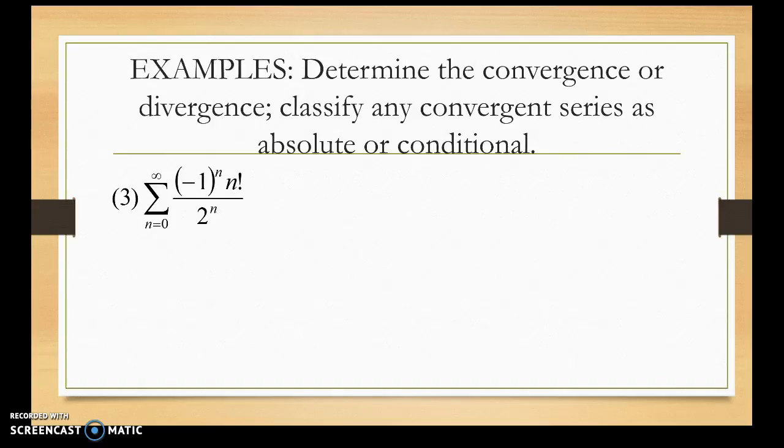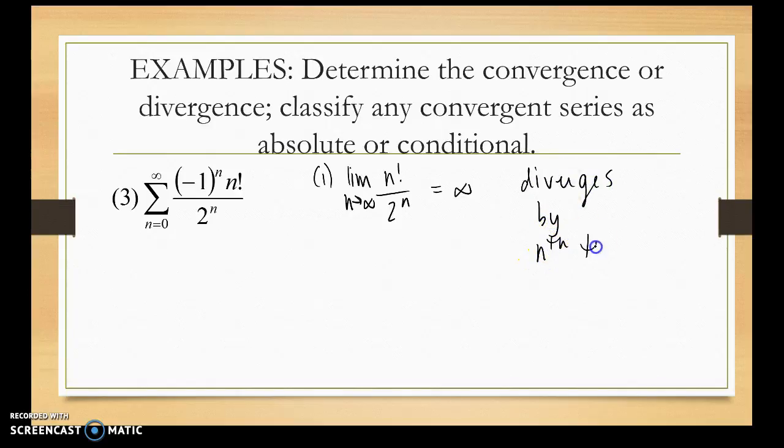Okay, so looking at this, all right, it's an alternating series, so let's start with the limit as n approaches infinity. Well, when I look at this, okay, the factorial function grows faster than the exponential function. So this limit approaches infinity, and therefore this series automatically diverges by the nth term test. Done.